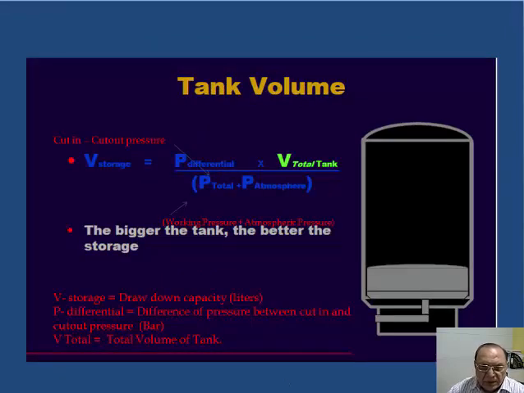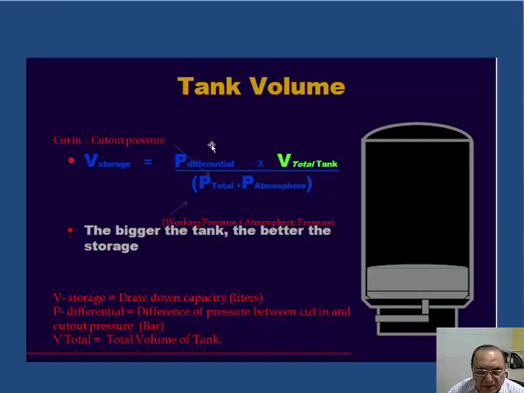See, the tank's volume, as we explained, depends upon the volume stored and the total volume of the tank. This is the pressure differential. What is pressure differential? Pressure differential is the difference between the cut-in and cut-out pressure. What is cut-in pressure?